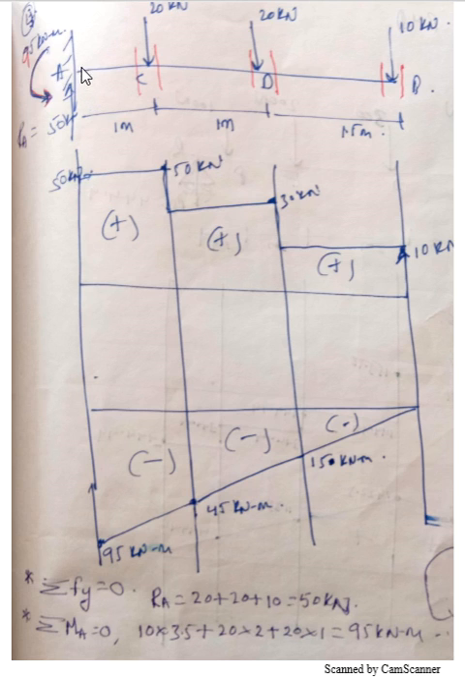As soon as I move from this section to this section, there is one more force, that is 50, which is acting upward, in the sense negative. So from 50, this minus 50 will bring it back to 0. This is about the shear force diagram.